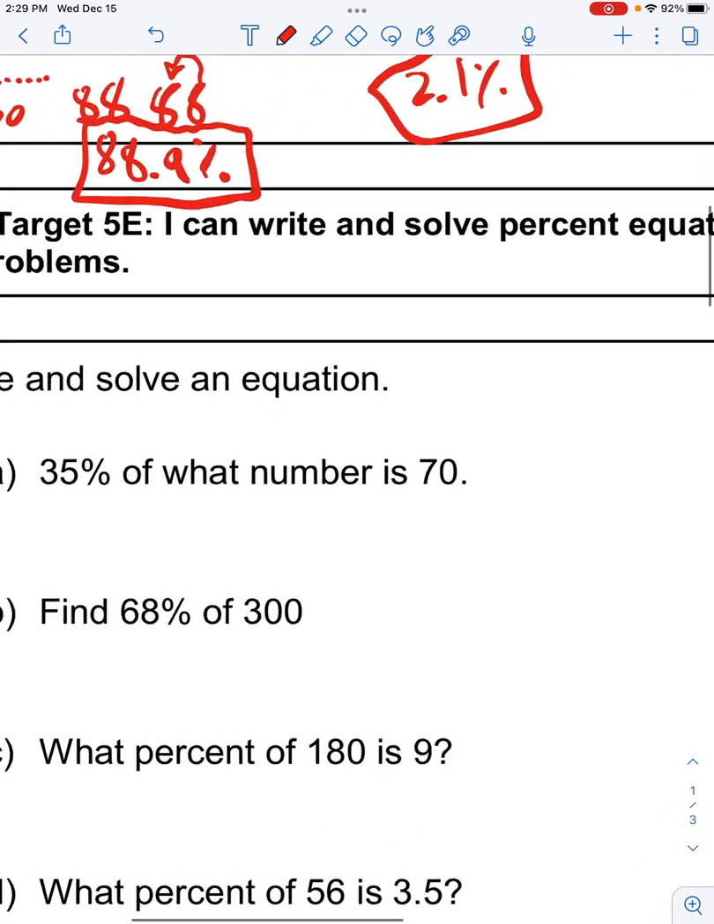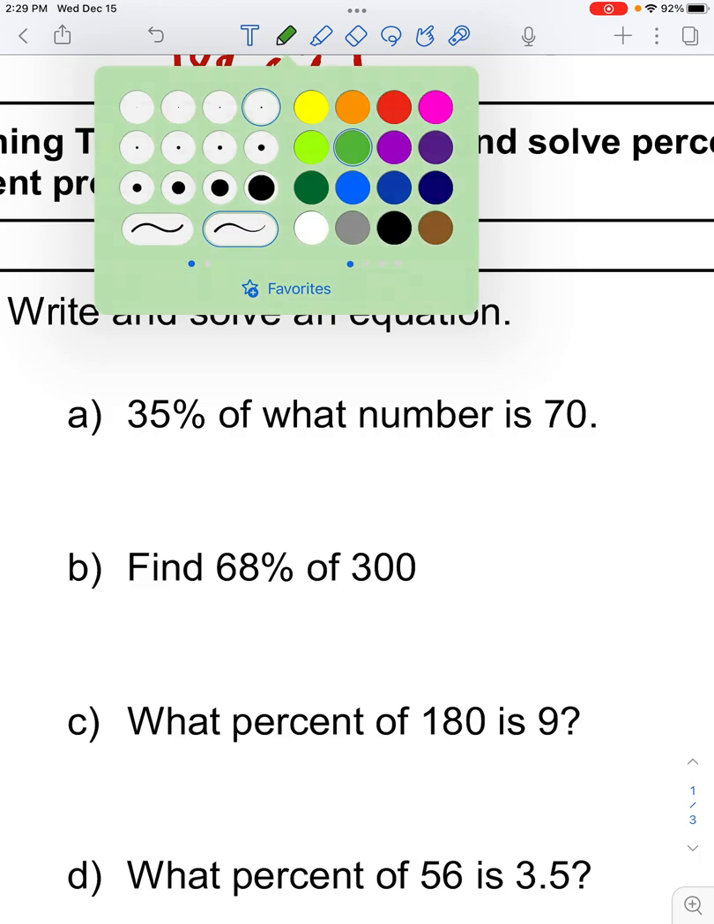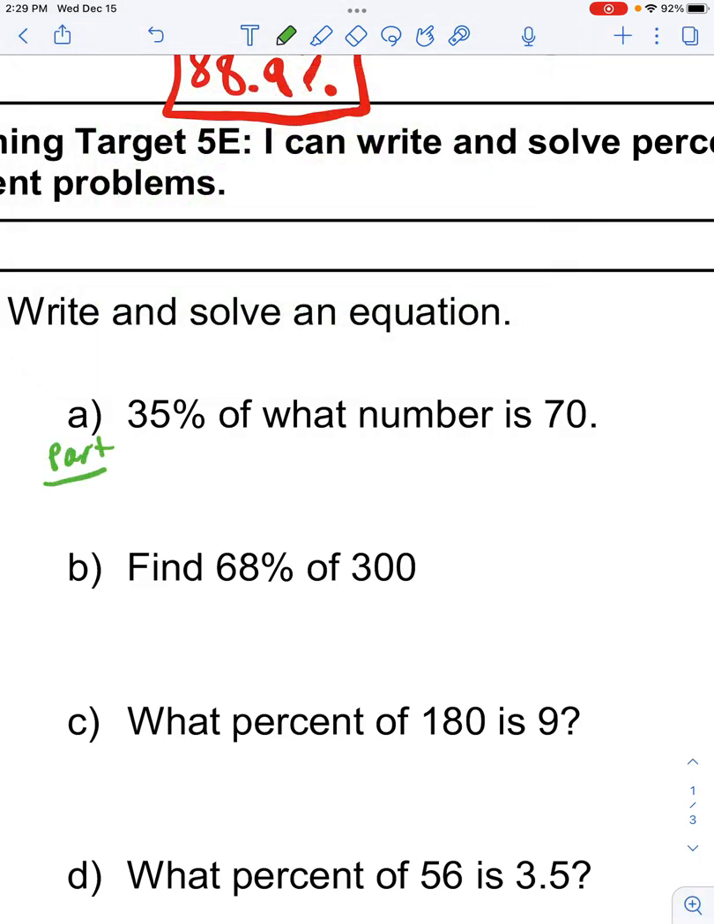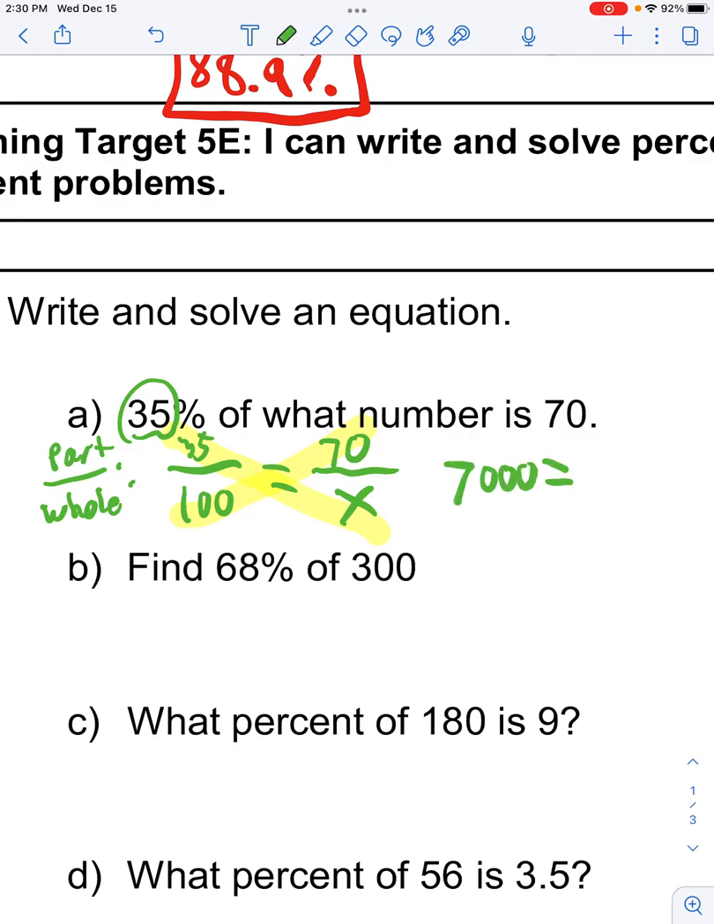Write and solve an equation. 35% of what number is 70? The key for this is to keep this idea of part over whole. In proportions, my whole for percents is always 100. Since I know this is 35, I'm going to put 35 over 100 equals 70 over x, since I want to know 35% of what number equals 70. Cross multiply: 70 times 100 is 7,000 equals 35x. Divide by 35.